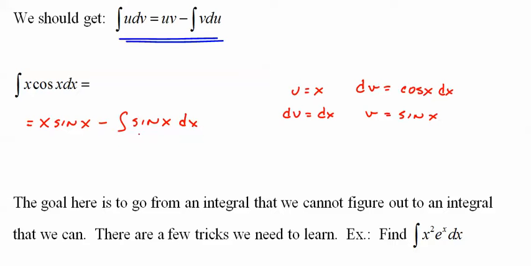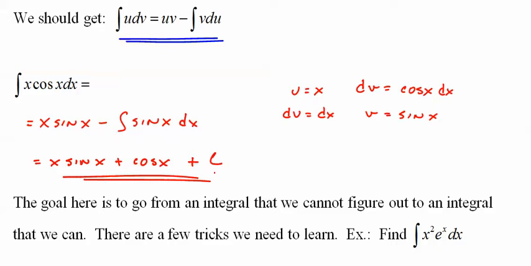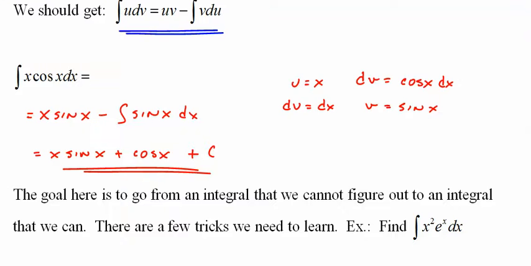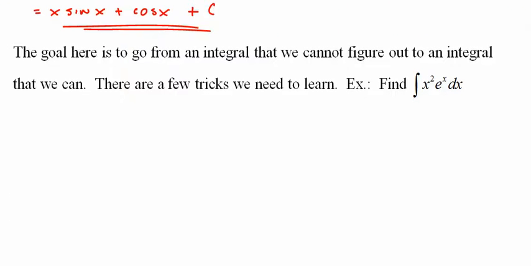We can integrate sine of x. It's negative cosine x, so they'll cancel. We get x sine of x plus cosine of x, and then we always put a plus c for an indefinite integral. So that's complicated, but what I've written down here, the goal here is to just go from an integral that we can't do to one we can.